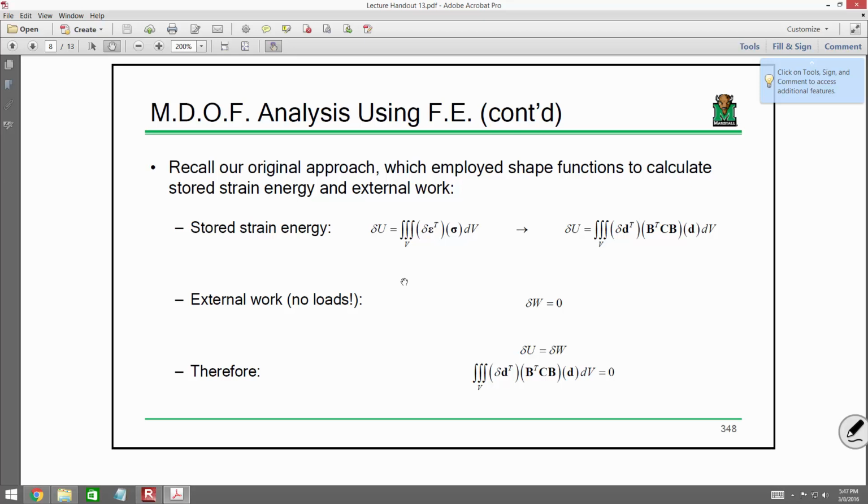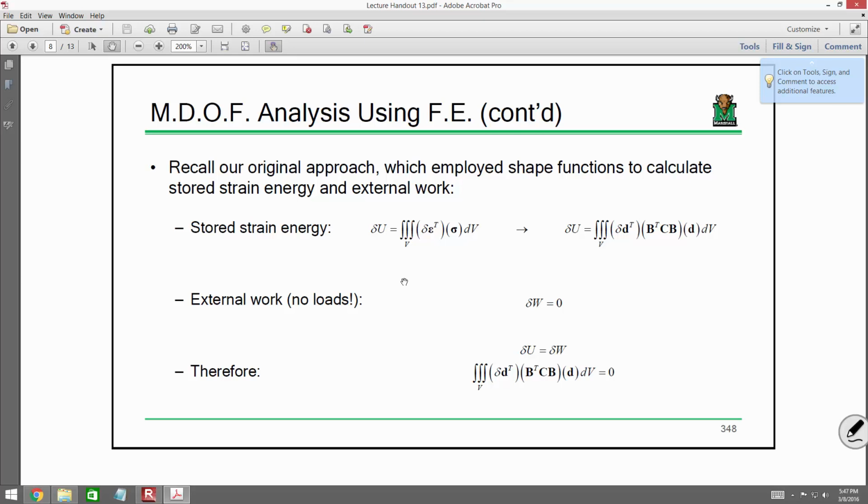So how did we go about finite elements originally? We started breaking it down, and we said, how are we going to derive a stiffness matrix? And we said, let's look at the law of conservation of energy. Energy going in has to equal energy going out. What about stored strain energy? We take the strain times the stress, and we integrate it over the volume, right?